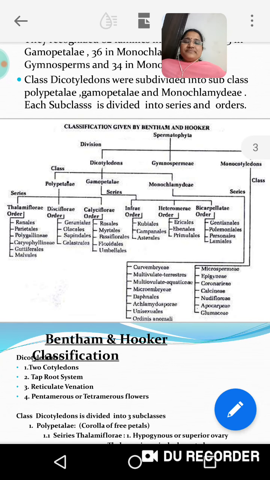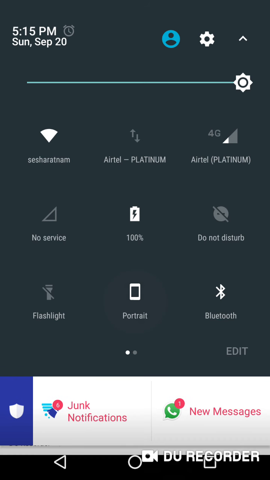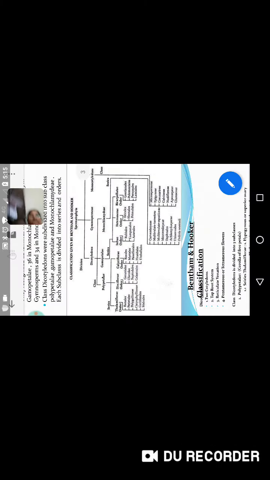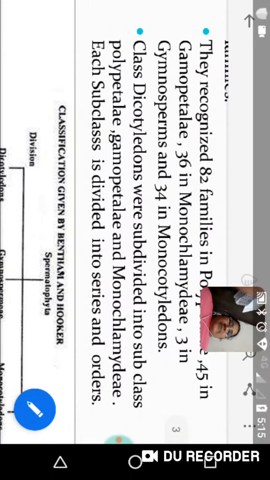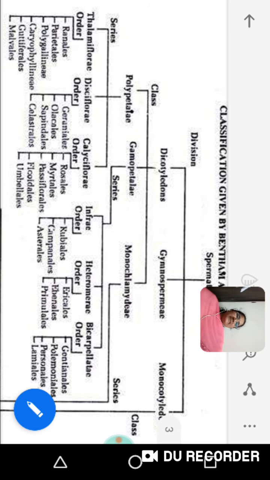And let us see now, what is the actual Bentham and Hooker system of classification? Let us try to understand what the Bentham and Hooker system of classification is. Sorry, I am just trying to show you in detail. So this is the Bentham and Hooker system of classification, you can see in the slide.